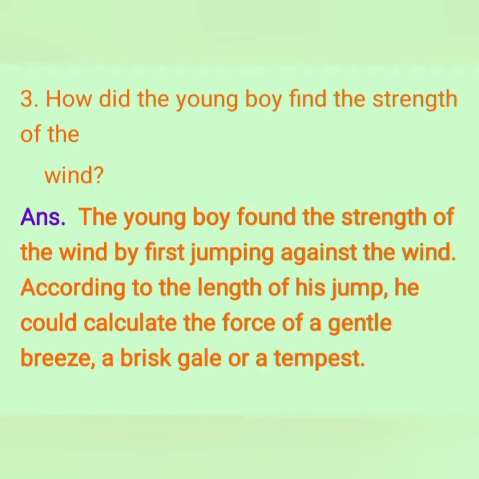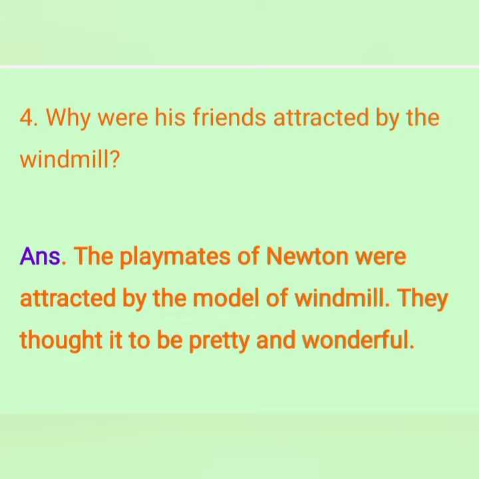Question number 3: how did the young boy find the strength of the wind? Answer: the young boy found the strength of the wind by first jumping against the wind. According to the length of his jump, he could calculate the force of a gentle breeze, a brisk gale, or a tempest. Question number 4: why were his friends attracted by the windmill? Answer: the playmates of Newton were attracted by the model of the windmill. They thought it to be pretty and wonderful.